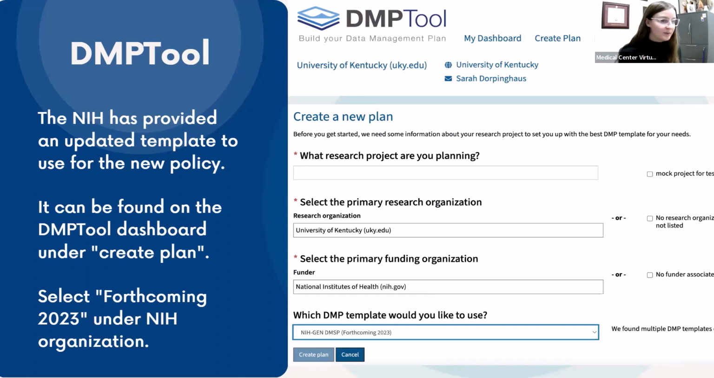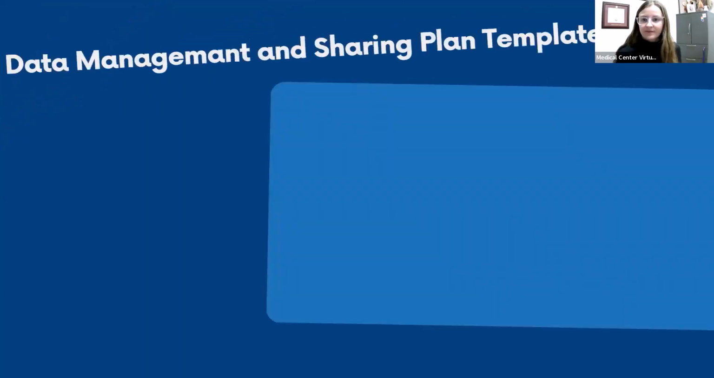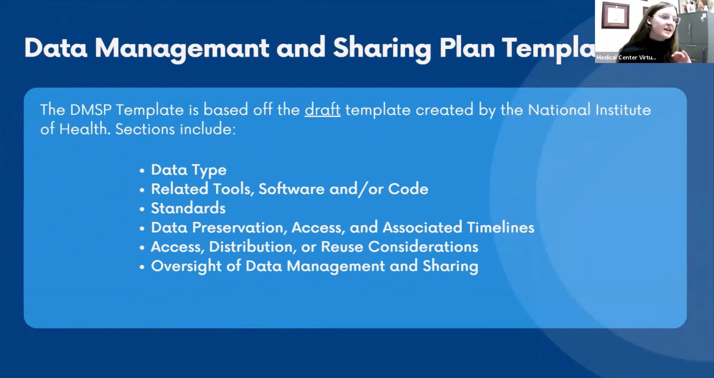But to create any new plan, you'll go up, create plan, put in your research project information, your affiliation, if you have funding or not. So like I said, if this is an NIH grant, you will put NIH and then select either the forthcoming or maybe current template. So for the NIH data management and sharing plan template, there are these 6 sections, which are data type, related tools, software and or code, standards, data preservation, access, and oversight.